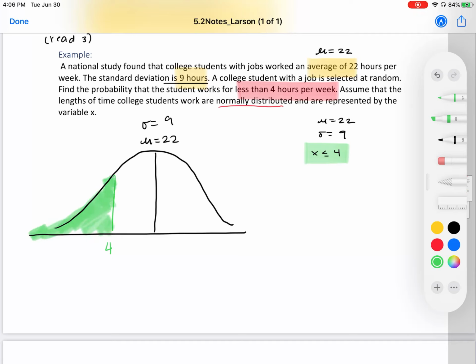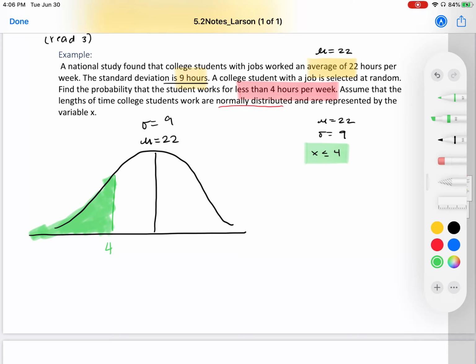Now it's not totally to scale. All I want to know is if it's to the left or the right of the mean. So it's not totally up to scale. All right, let's find our answer.